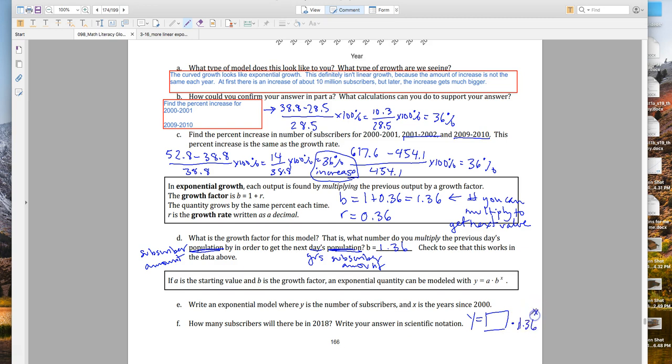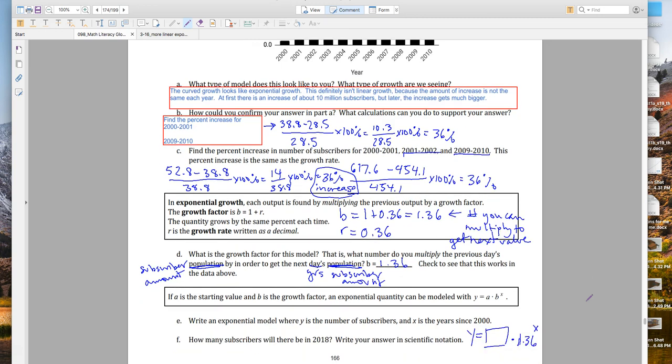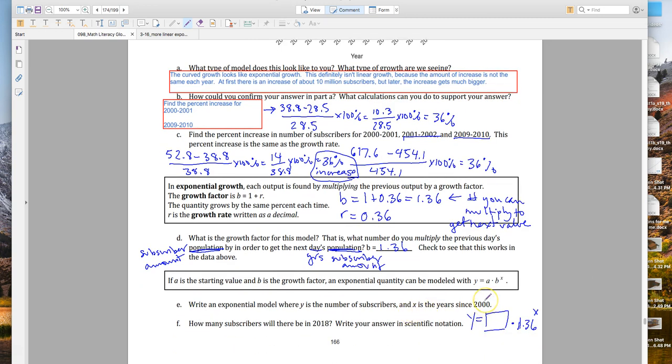and then we put x in the exponent, because we're going to be multiplying 1.36 many times as the years go by. So all we need now is to go back and get the starting value. That was 28.5 in 2000. And since this says years since 2000, that's where we're starting. So I put 28.5 right here. And that is my exponential model. It's a little bit messy, so I will rewrite it down here. Y equals 28.5 times, I can put a dot or a parentheses, 1.36, and then to the x power.